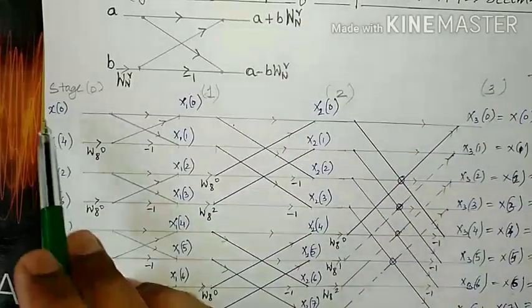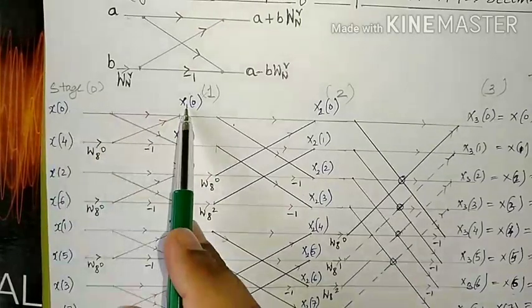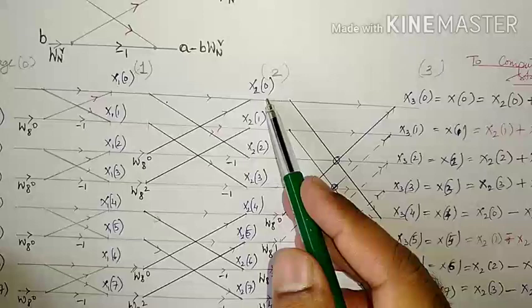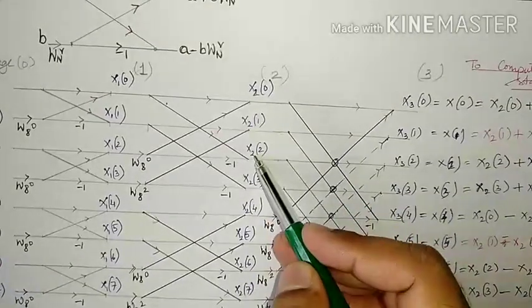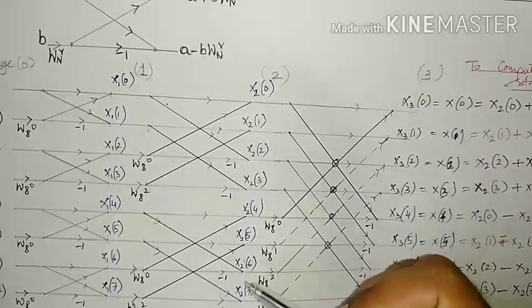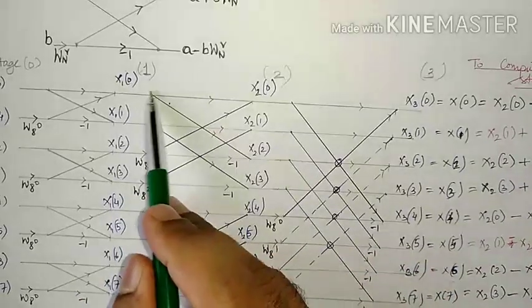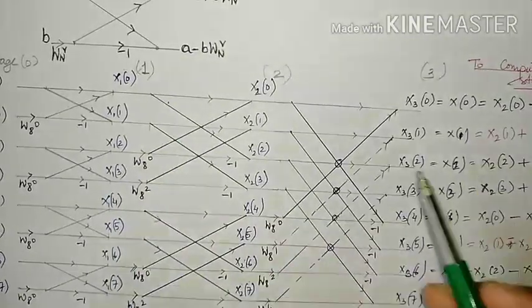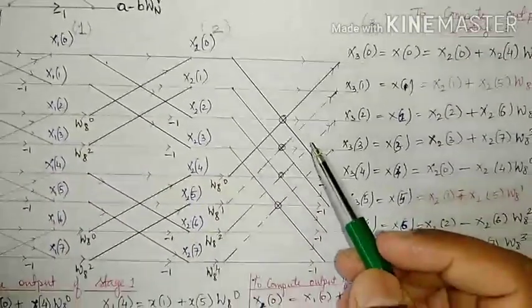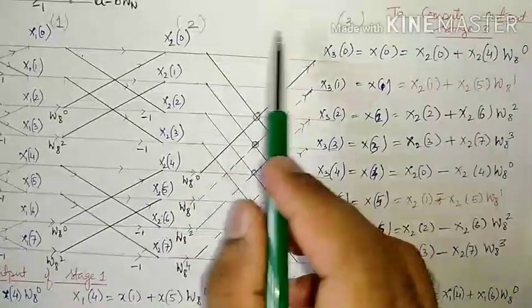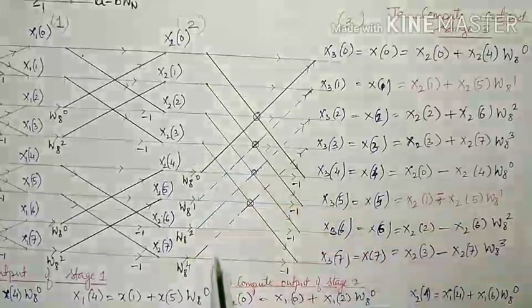So you know that the DFT of x of n is capital X of k, right? Now similarly, this is x2 of 0, x2 of 1, x2 of 2, x2 of 3, x2 of 4, x2 of 5, x2 of 6, x2 of 7. And these will be the inputs for stage 2. Similarly, looking at this part, for stage 3, these will be the inputs.